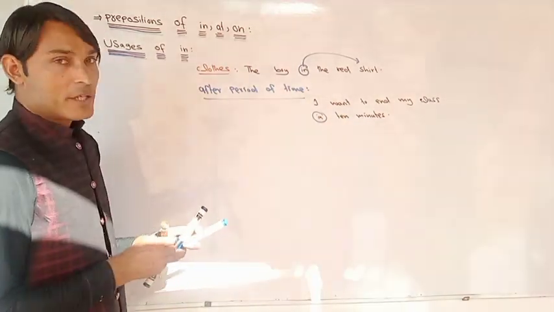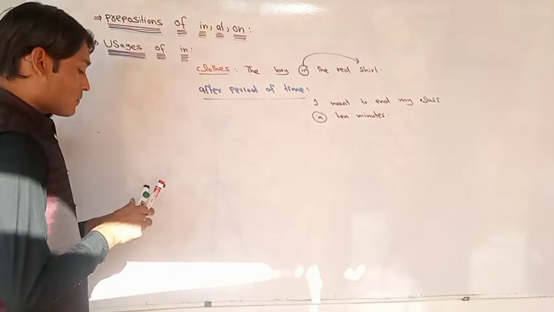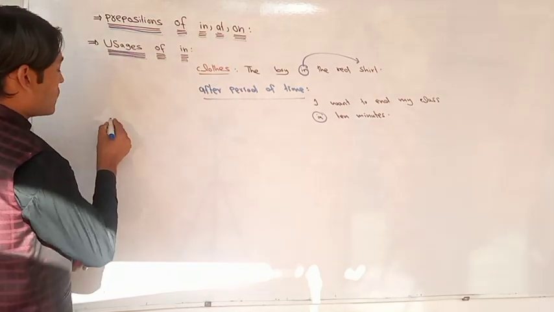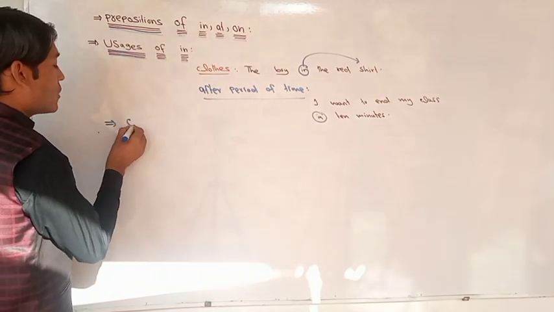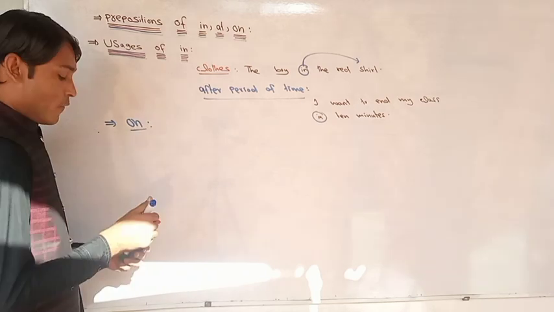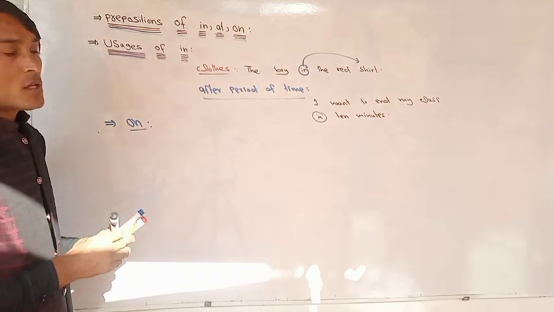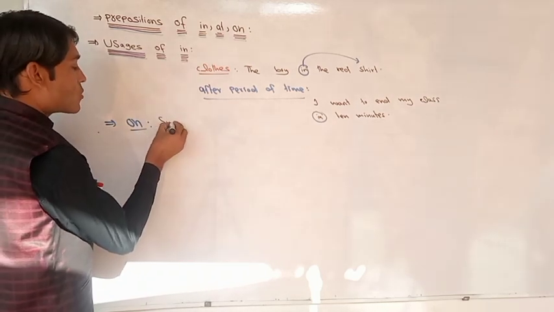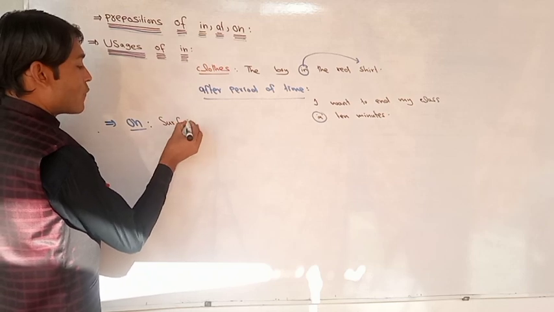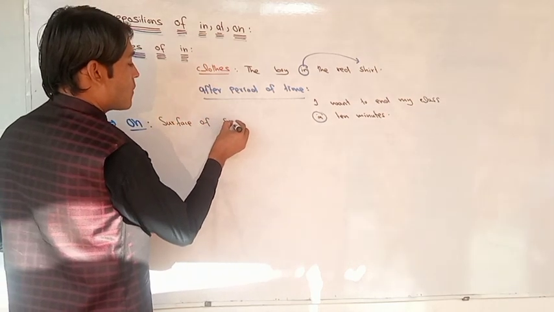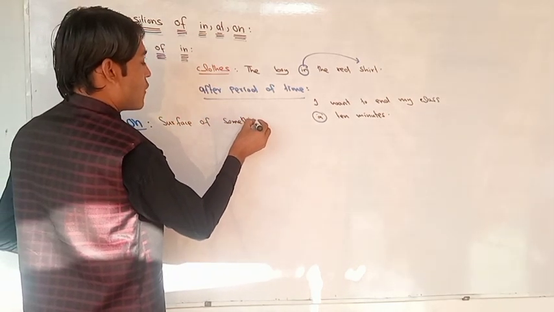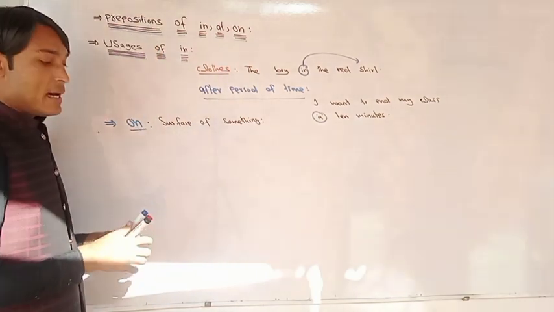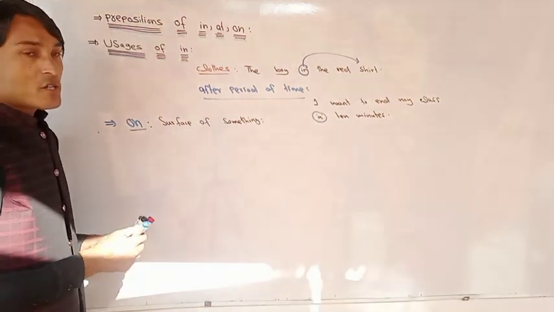Now let's talk about the usages of on. As we know, on has many usages, so now let's talk about them one by one. The first usage is that on is used before the surface of something. For example, I say, where is the book? The book is on the table.